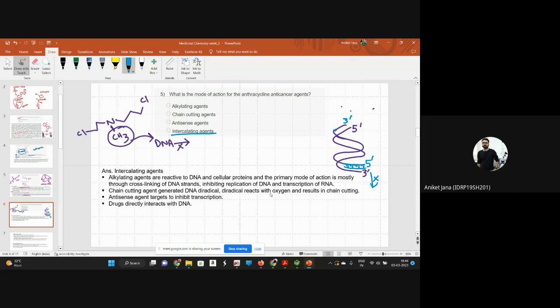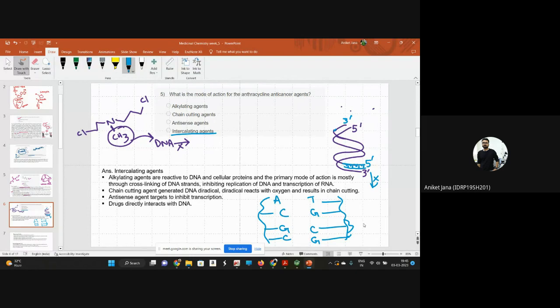Okay, the intercalating agent is one that directly interacts with the DNA. For example, here a DNA is formed. Here are the two strands of the DNA. Here A, here C, here G, here C. So here T, here G, here C, and here G. This is the base pair, and here is the phosphate sugar backbone.